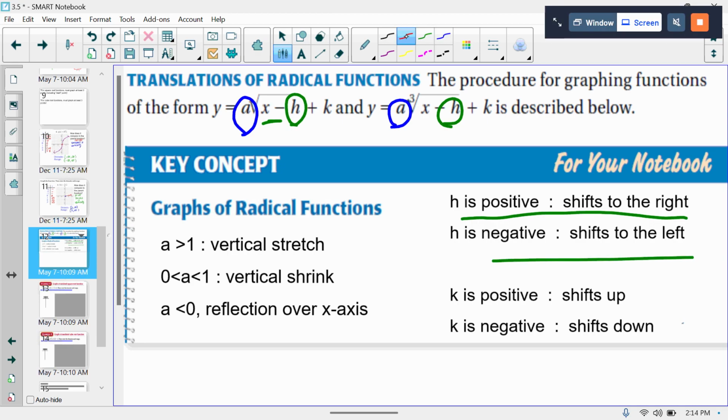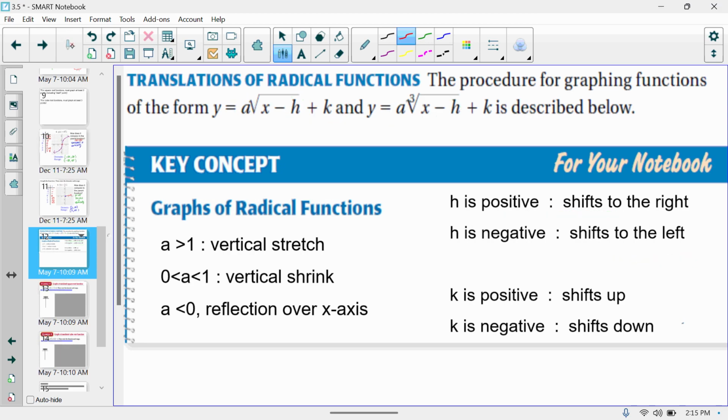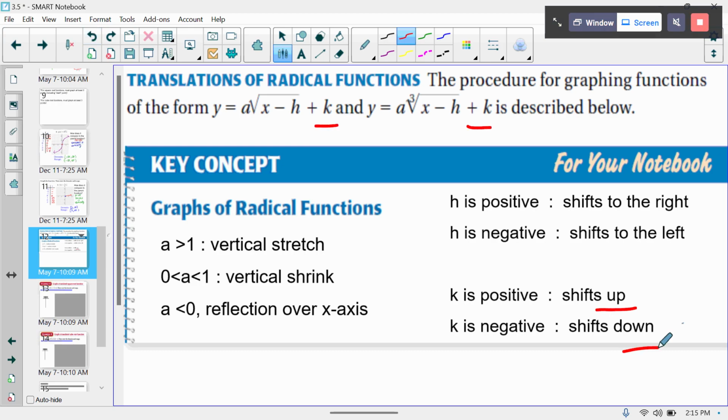Okay, k. Do you see how it's on the outside? I'm going to clear this ink. The root stops here, right? Like k is on the outside. The number on the outside will either move the graph up or down. Up if it's positive, down if it's negative, okay?